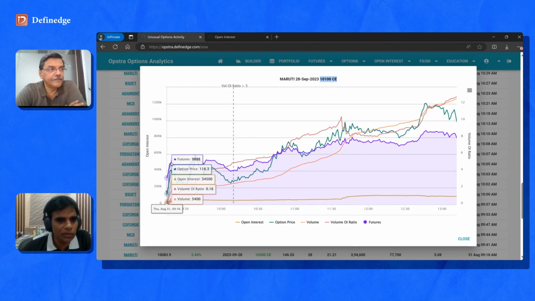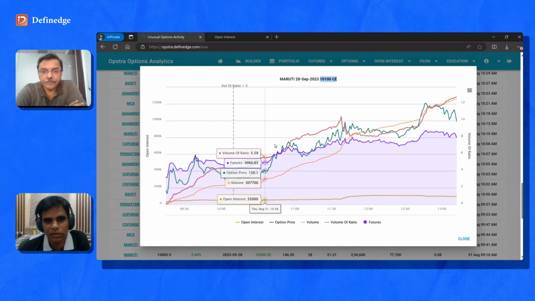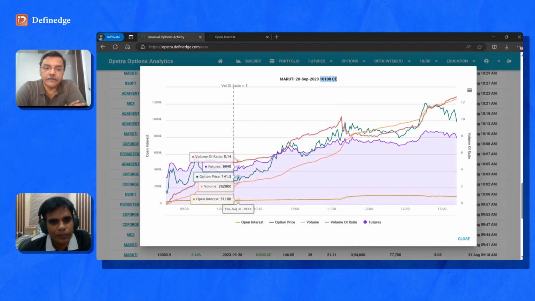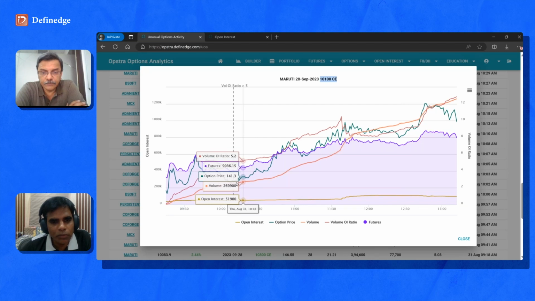At the money, when it reached here, it's around 9,900. We can also look at 9,900. Maruti went up quite sharply today. So here, if I bought, for example, this put option somewhere here, 135.